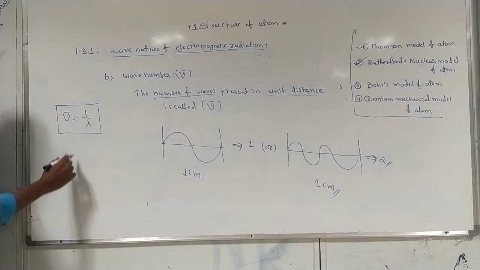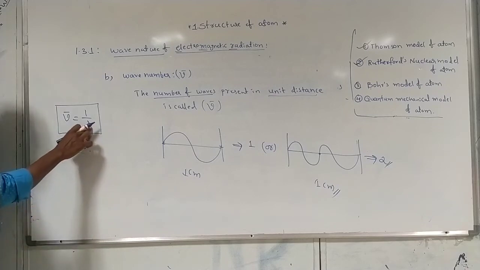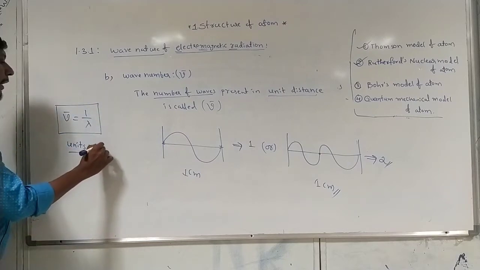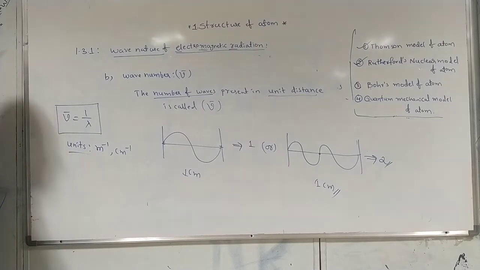Next one is the units. How to write the units? Wavelength units are meter, centimeter. Here the meters go to the denominator: meter inverse, centimeter inverse. These are the units for wave number. Note it down.